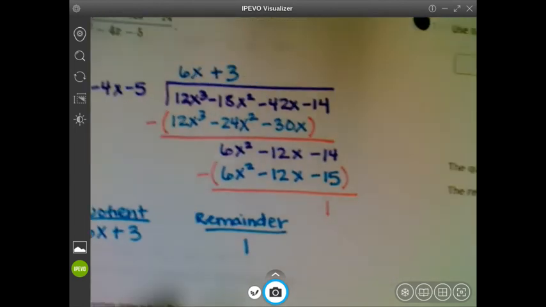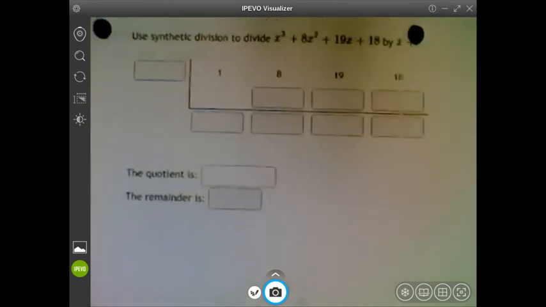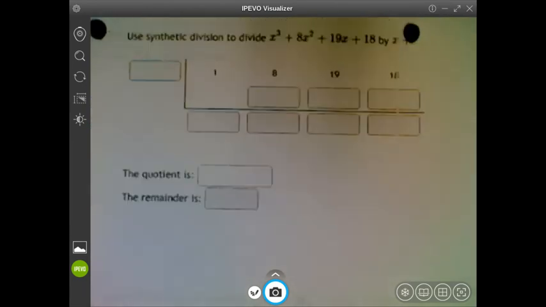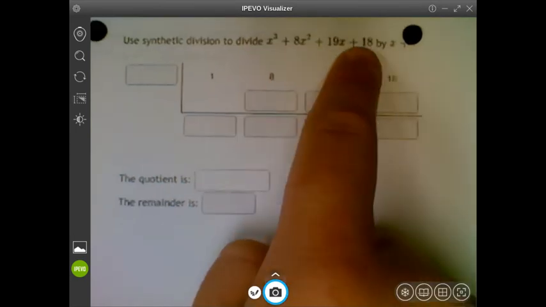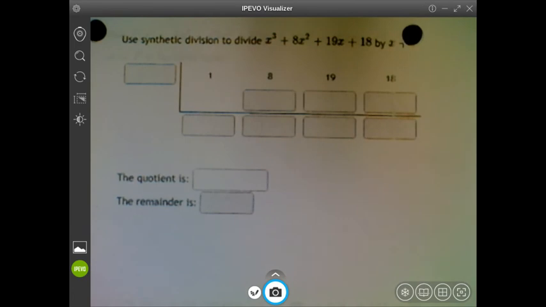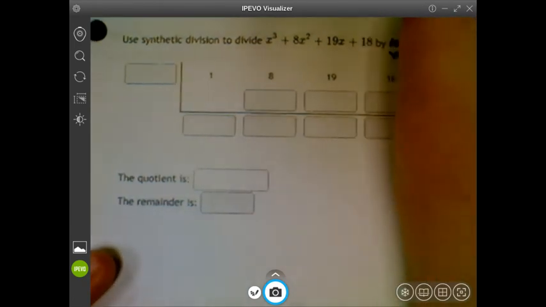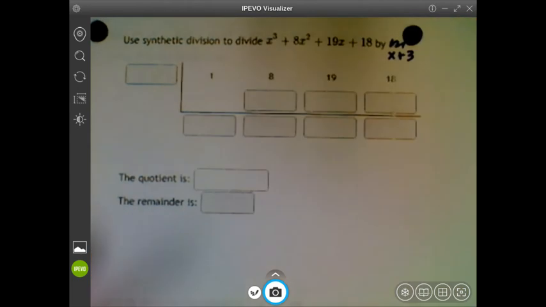And so here is an example of synthetic division, and we're going to use synthetic division quite a bit, so it's in your best interest to really figure out what's going on here, not just for this section, but literally the next 3 sections. And so we're going to take this cubic function here and divide it by x plus 3.